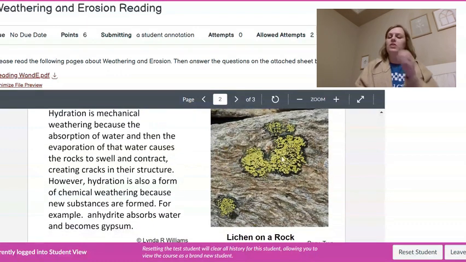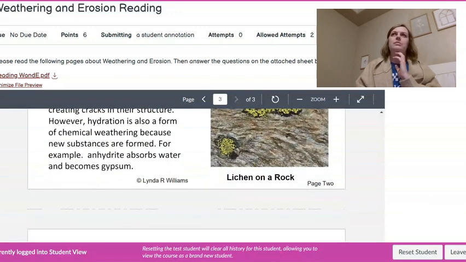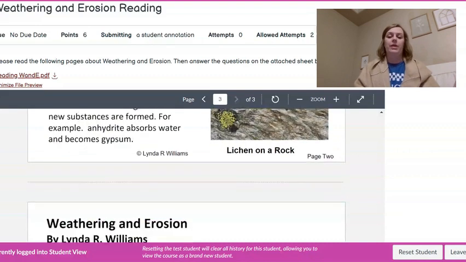This green stuff kind of looks a little bit like moss, but moss is usually soft. Lichen is like a hard substance, so it feels kind of just like a rock, but it's that bright green color. So that's lichen. That's organic weathering, which is a type of chemical weathering.